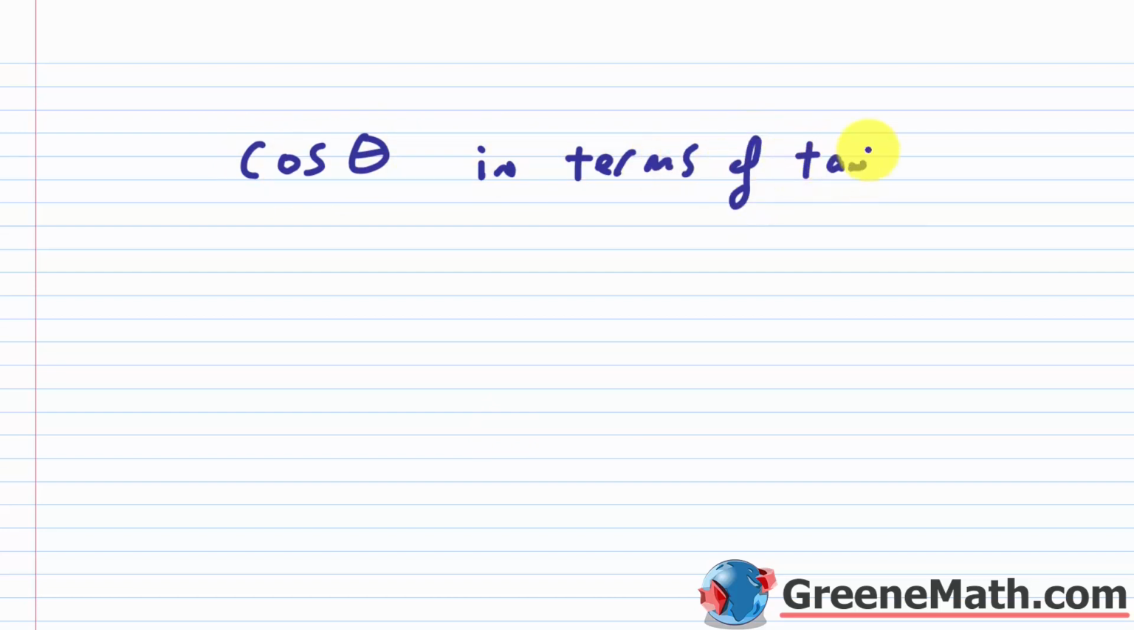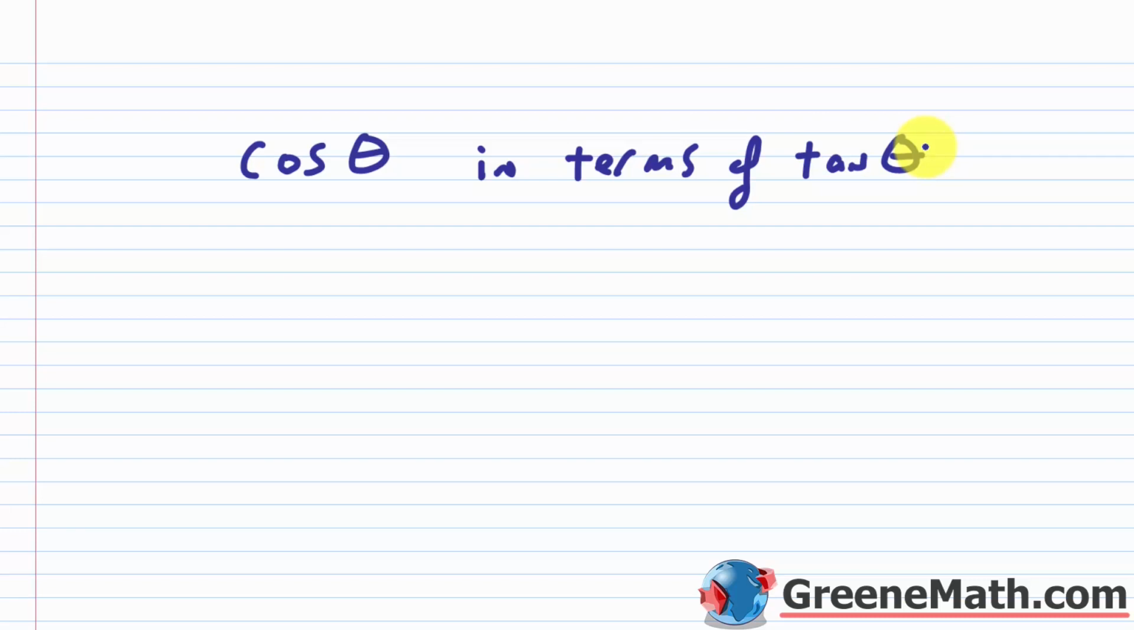All right, so the next thing we want to do is write one trigonometric function in terms of another. You're going to see this in your book. Let's say you see something like the cosine of theta, and you're asked to write this in terms of the tangent of theta. So how can we do this?